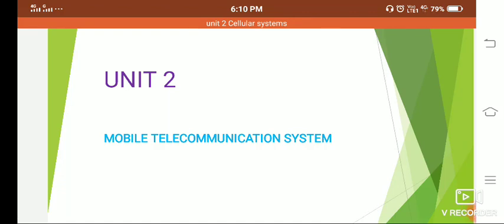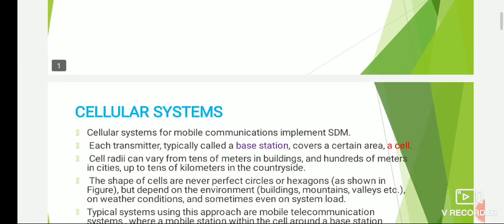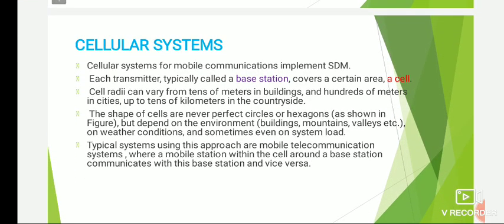Let's see something about mobile telecommunication systems. For that we should have some knowledge about the cellular systems. So first, let's see about cellular systems. The cellular systems for mobile communication implement SDM, that is, space division multiplexing.